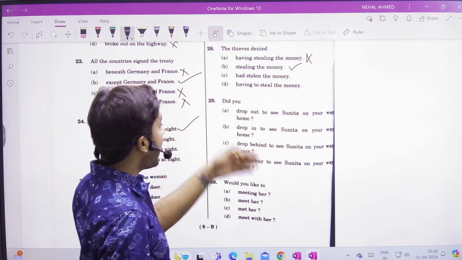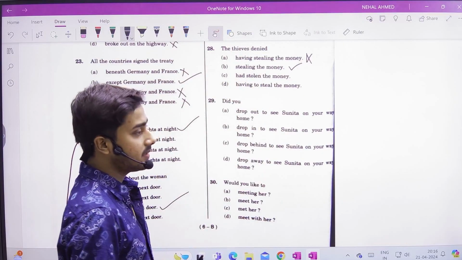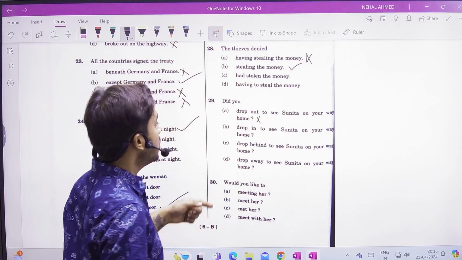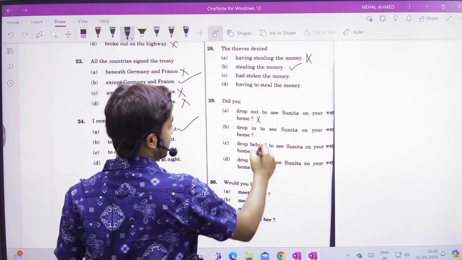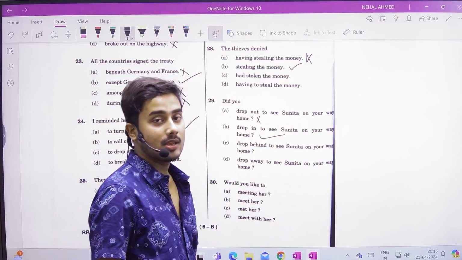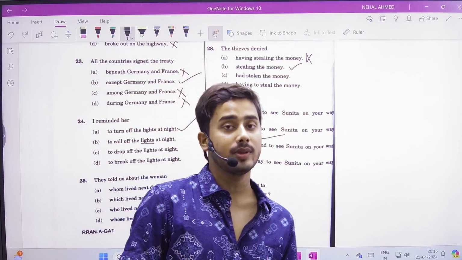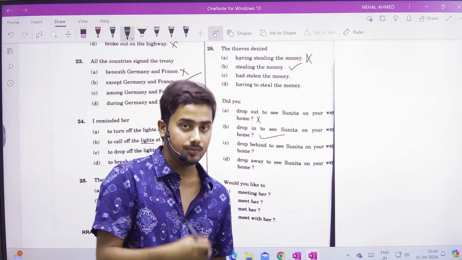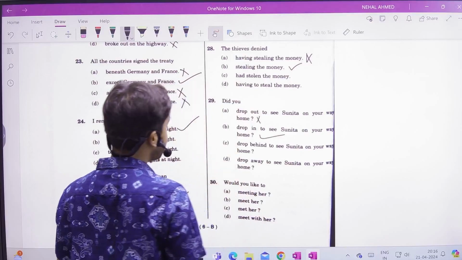Did you drop out? Dropping out is basically to discontinue, so this is not the right option. Drop in means to see in. Yes, drop in. At times we say that if you're not doing well, if possible and whenever it's convenient, I'll drop in to meet you for a while. So drop in is the right option.